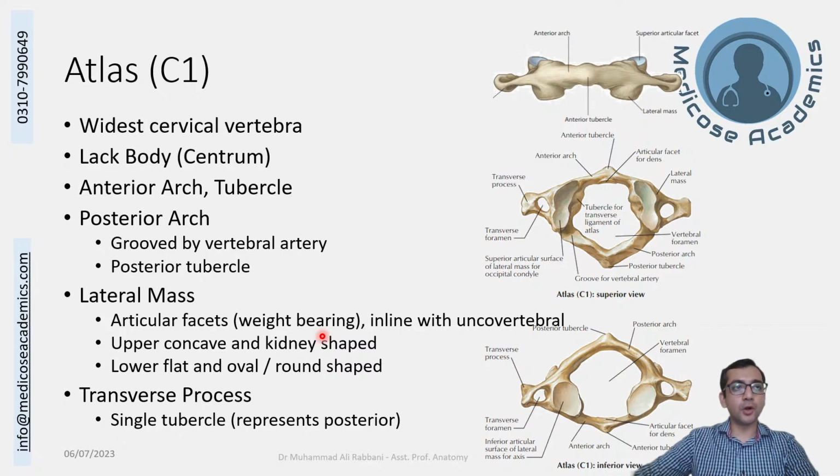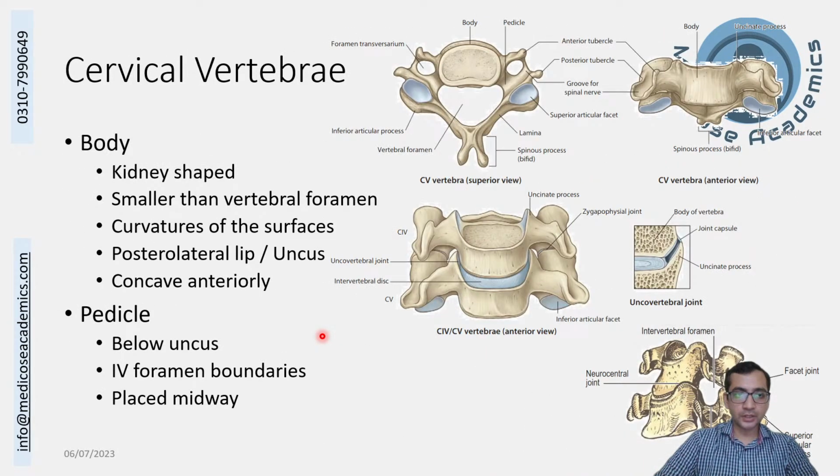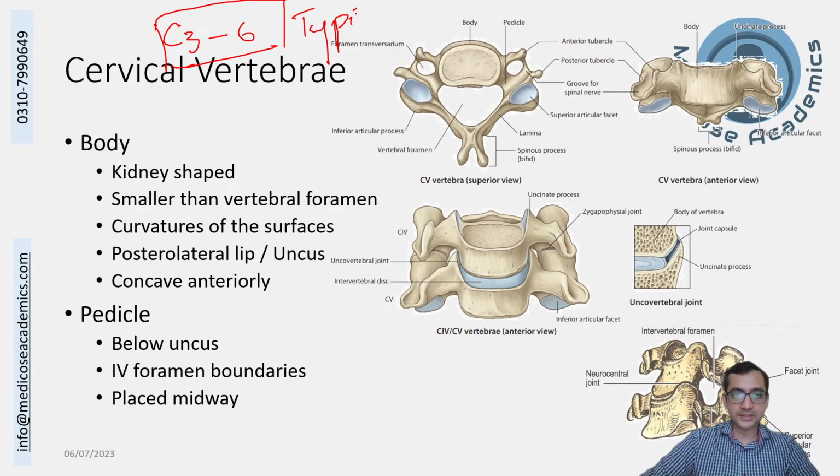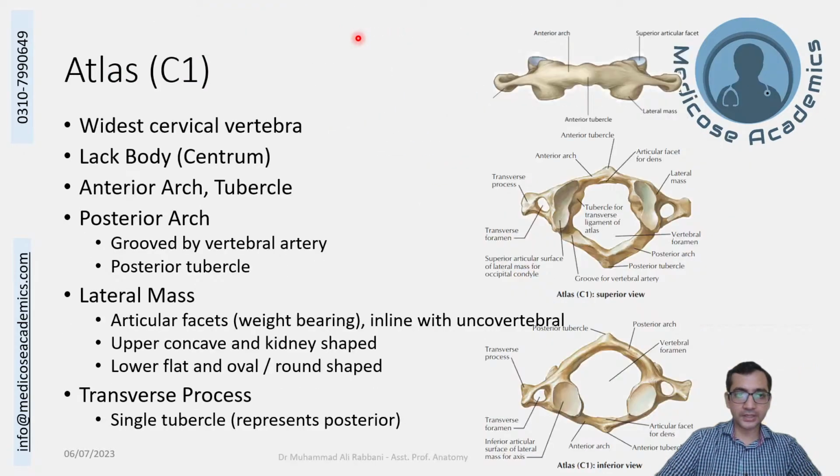Okay, let's move on to the atypical vertebra. The typical ones that we just discussed consist of C3, C4, C5, and C6. These are the typical ones. So we are left with C1 and C2 and C7. Let's see what is special about them.